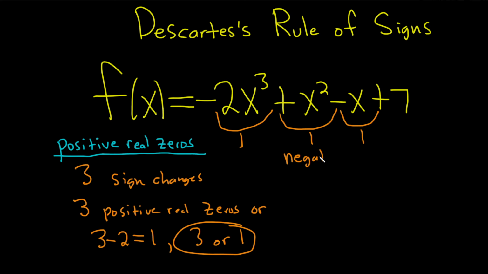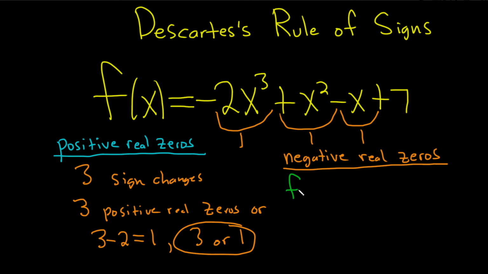Let's do negative real zeros now. So negative real zeros. So to do negative real zeros, you do exactly the same thing. You count sign changes and then write that number down and subtract 2, except you don't do it with f of x. You do it with f of negative x.